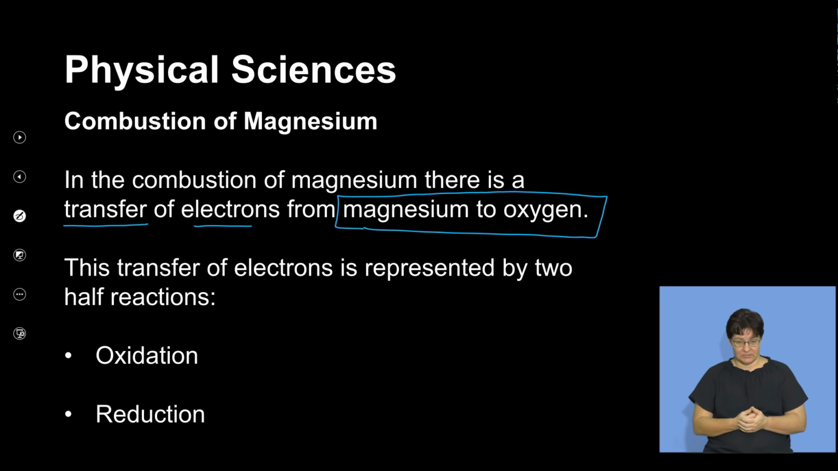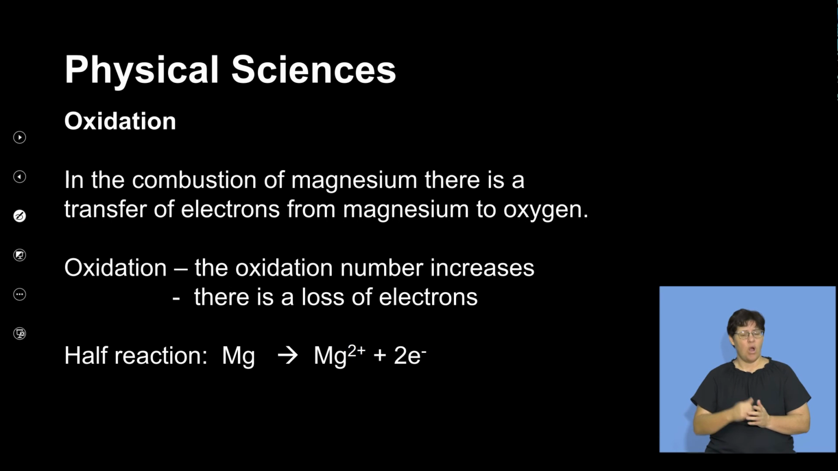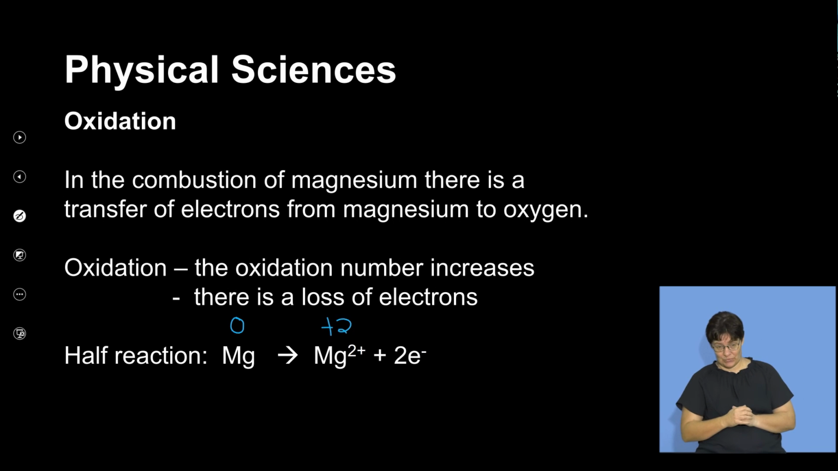So this transfer of electrons is represented by 2 half reactions, which is our main point that we want to arrive at. There's an oxidation half reaction which has to do with the loss of electrons. What does oxidation tell us? It tells us that magnesium changed its oxidation number while it was an element. Its oxidation number was 0. After the reaction, when the combustion had taken place, it became +2. The reason why it became +2 is because it lost 2 electrons.